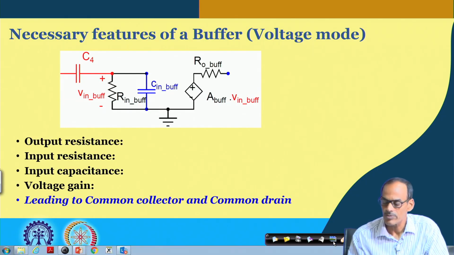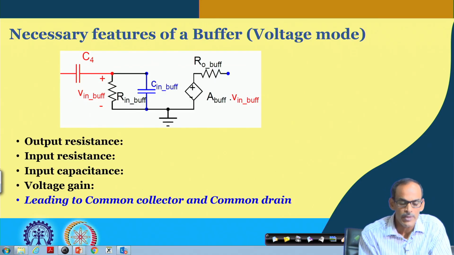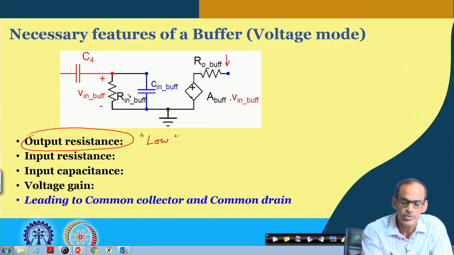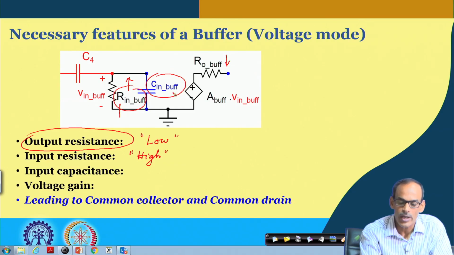particularly if the circuit is in voltage mode. What we just now said is that the output resistance of this buffer should be as small as possible, quote and unquote low. On the other hand, the input resistance of this buffer should be as high as possible, quote and unquote high. And then the input capacitance, again it should be as small as possible, so that the upper cutoff frequency should not get affected. So, again here it is quote and unquote low.